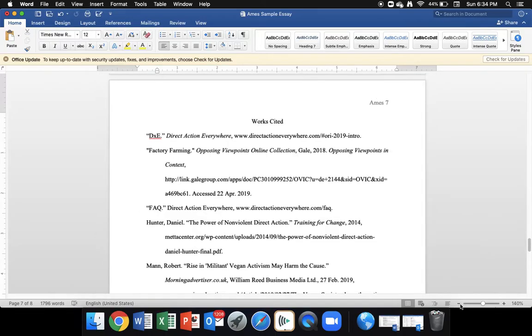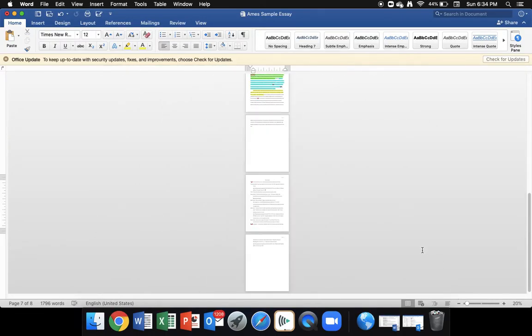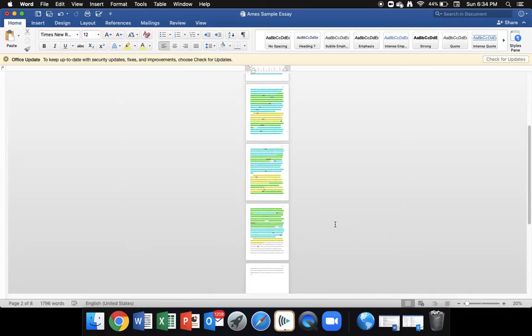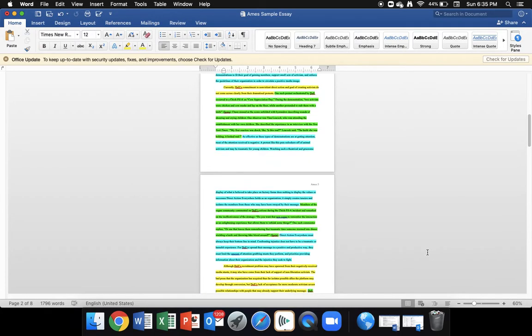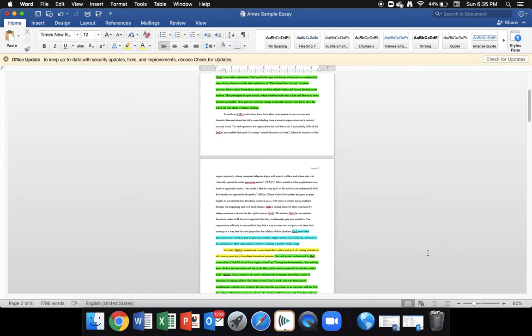If you scroll out a little bit and put this into just kind of a smaller form, you could see the balance, blue and yellow being her words, green being the words of others, and you can just see how balanced it is after that introduction where I stopped highlighting.